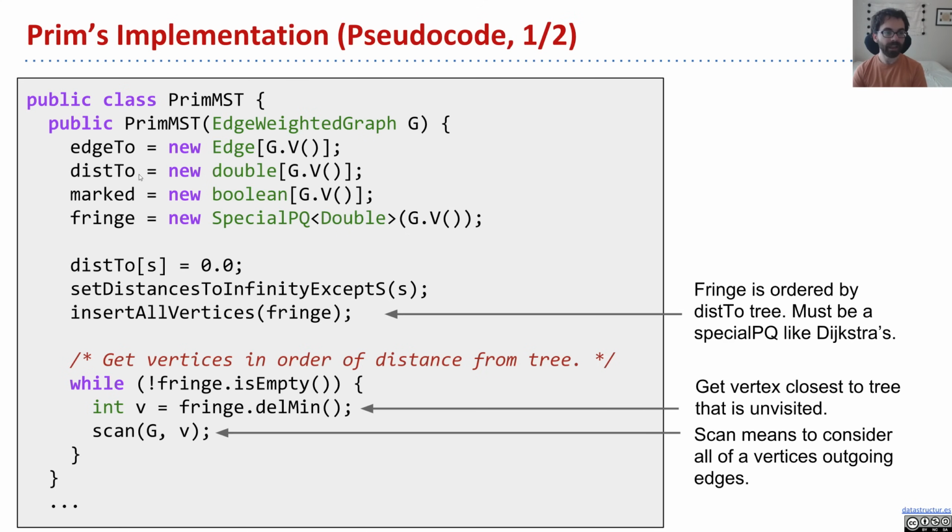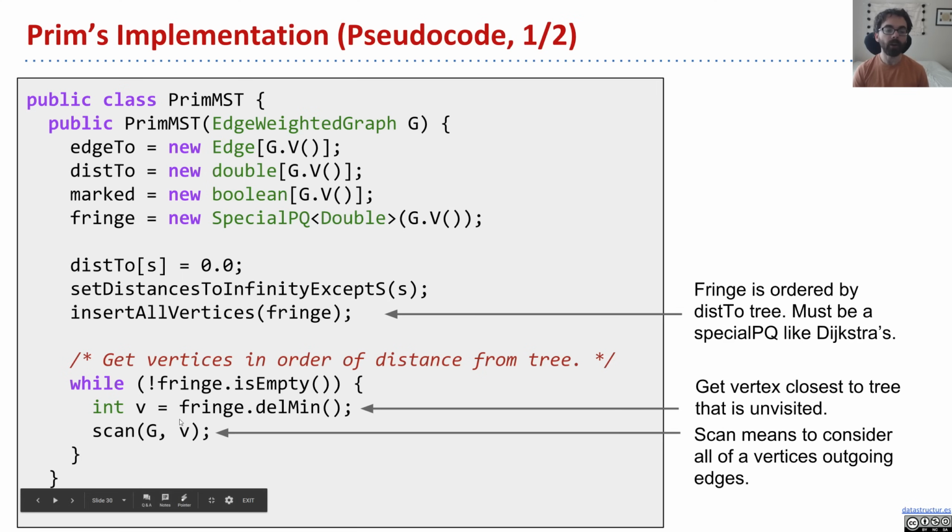We have an edge2 array, a distance2 array, a marked array, and a fringe. Now this marked array is not strictly speaking necessary, and if you look at the Dijkstra's implementation from the previous video or lecture, you'll see I didn't have a marked array, and you can see how I avoided it. But here I'm going to do it just because. We set the distance to the source to 0, all the other distances to infinity, and then we add all of the vertices to the fringe. Then as long as there are vertices left, we're going to remove the closest vertex, which will be the source at first, and then it'll be other vertices.